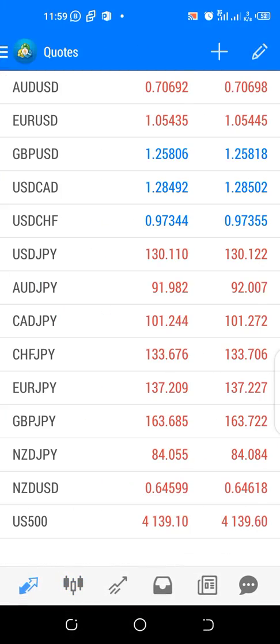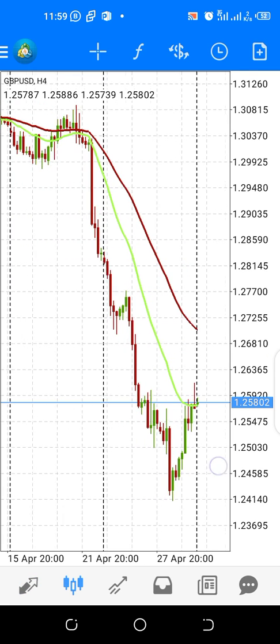Which other one? Okay, let's check out GBPUSD. Basically, USD is doing great this period. It seems like it's the strongest pair across the board. Let's check out what happened last week. It was still a very strong bearish candlestick.